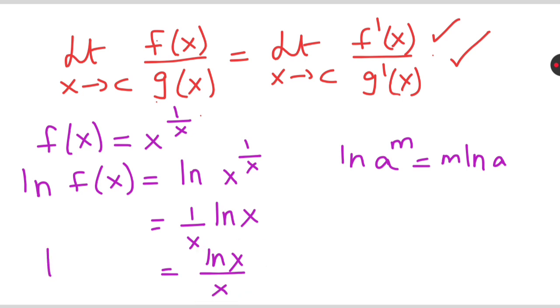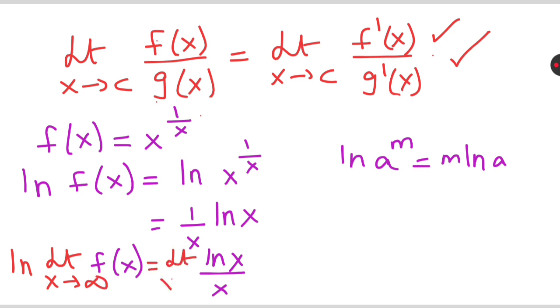The left hand side is ln f of x, isn't it? Now you have to apply the limits on both sides. Ln of limit x tends to infinity f of x is equal to limit x tends to infinity ln x over x. Now the given function x raised to the power of 1 over x is converted into a rational form, ln x over x. So now we can apply the L'Hospital rule: limit x tends to a constant of f derivative of x over g derivative of x.